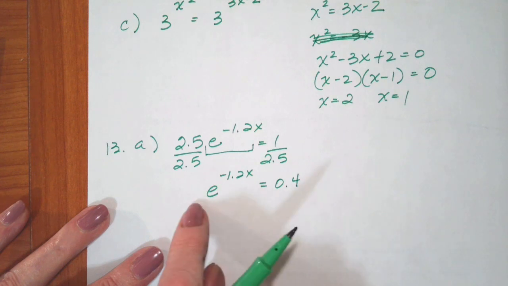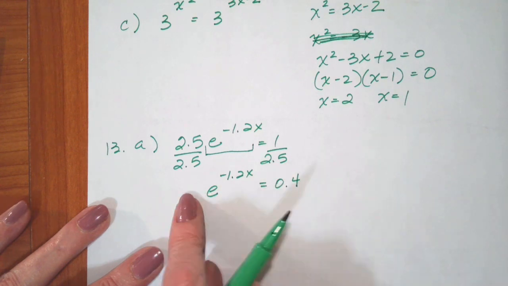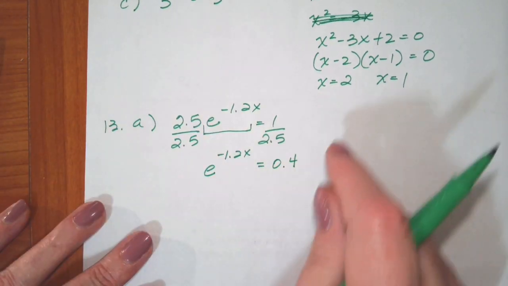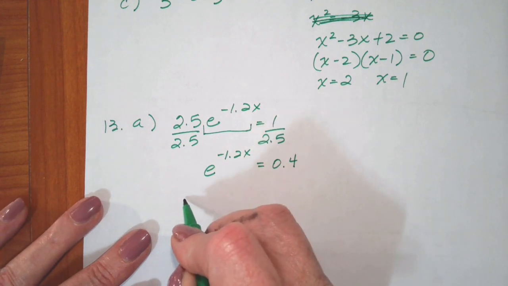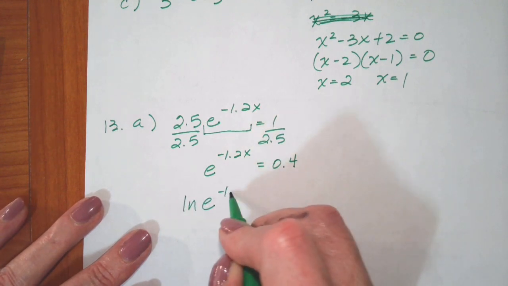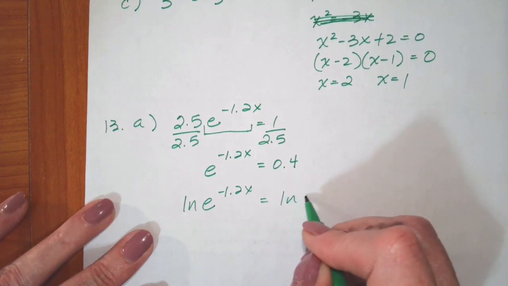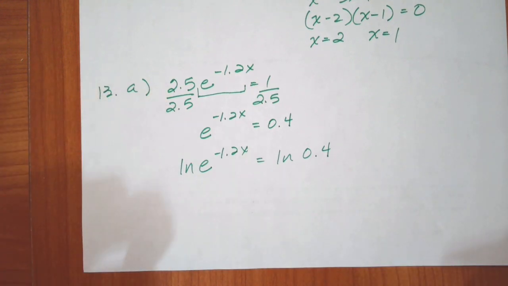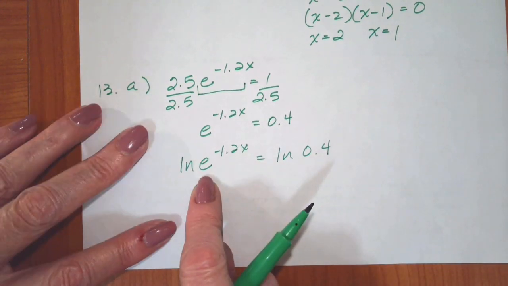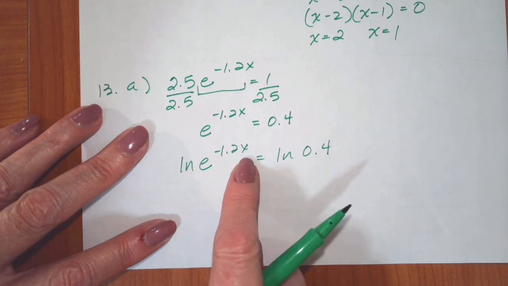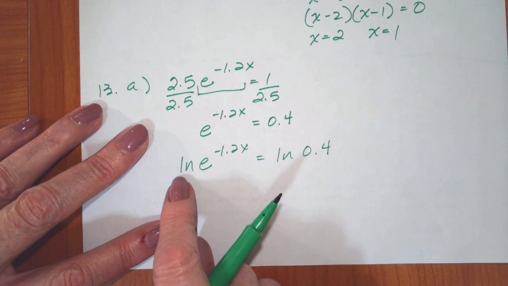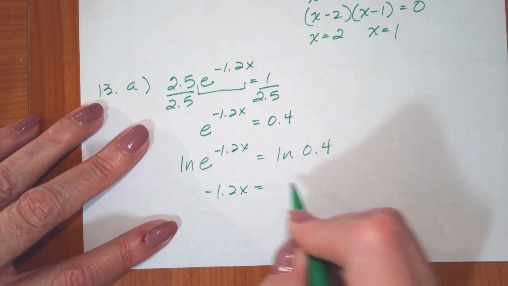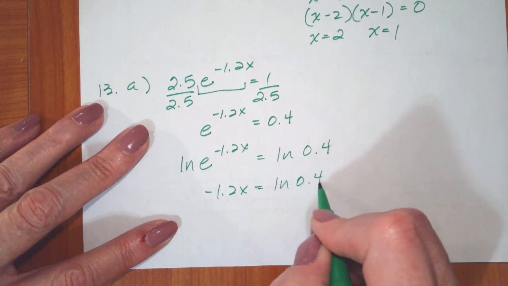All right, so now I've got the form that I wanted, so I'm going to take the log of both sides. You can take either base 10 or base e. Since there's an e here, I would go ahead and use natural log. So I have the natural log of e to the negative 1.2x is equal to the natural log of 0.4. The reason I use natural log is because from here, by the property, I can move this around front. Log base e of e to the x is x. So this just becomes negative 1.2x is equal to the natural log of 0.4.